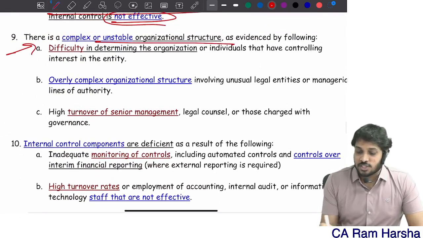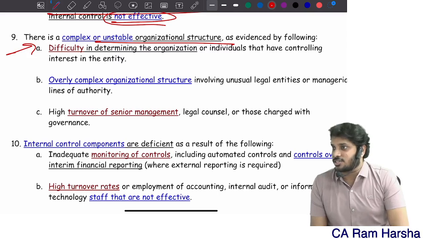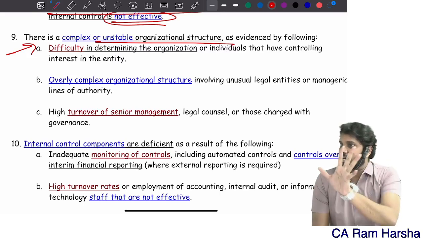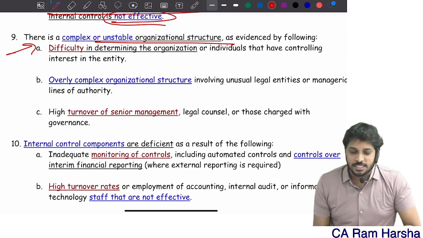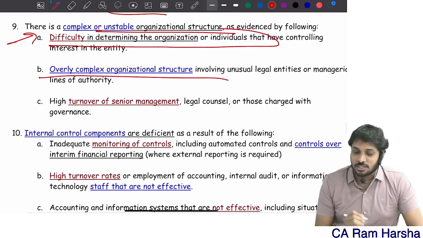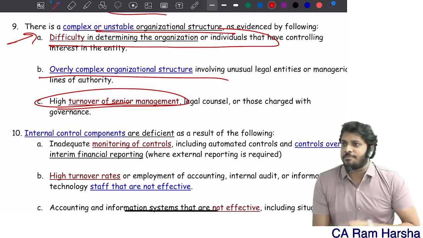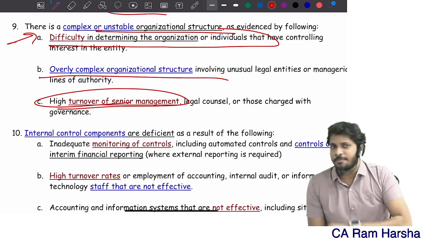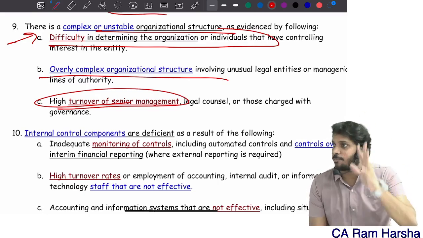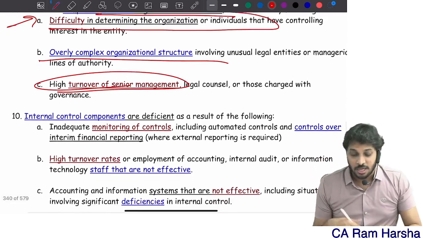There is a complex or unstable organization structure. For example, in the organization, who is responsible for what? You can't identify clearly. Unstable organization structure, difficulty in determining the role of individuals, complex structure, high turnover in top management, meaning top management is frequently changing. All these are fraud risk factors, opportunities. These all create opportunities for people to commit frauds.